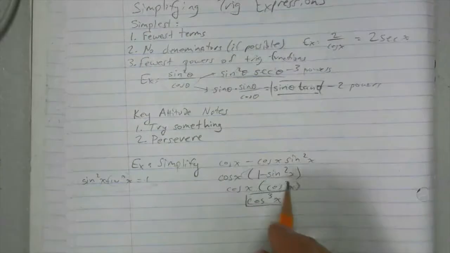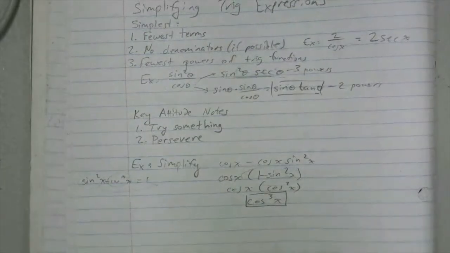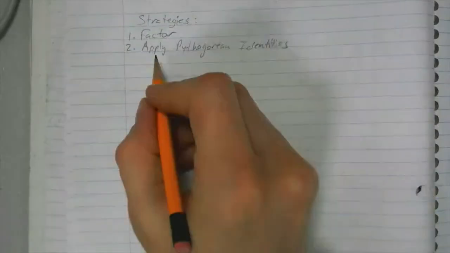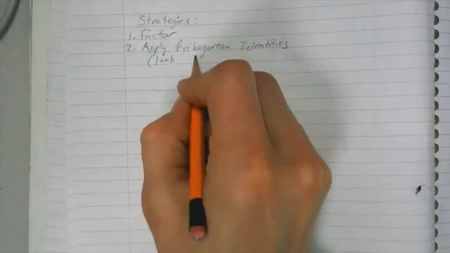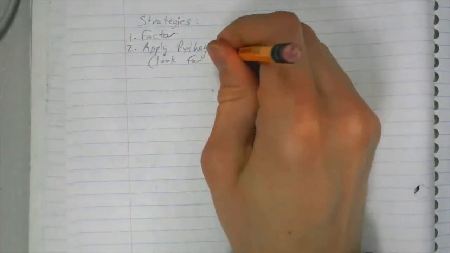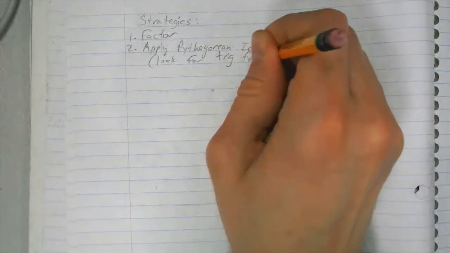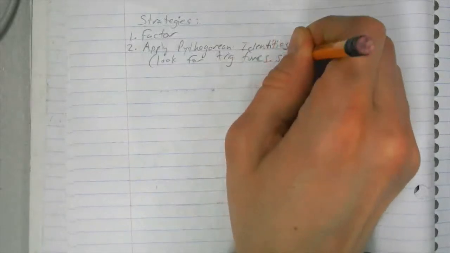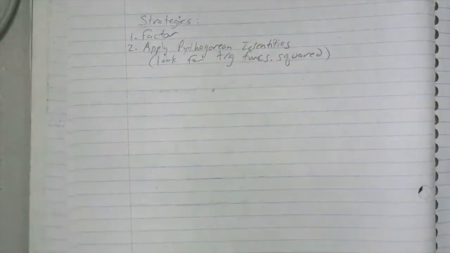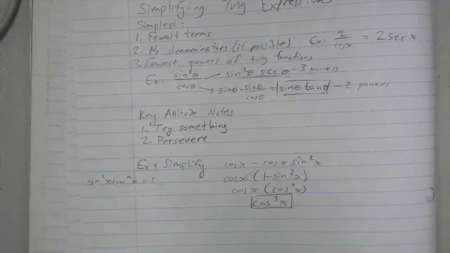And Pythagorean identities all have to do with trig functions squared. So with Pythagorean identities, look for trig functions squared. Often that will be very helpful. Right?